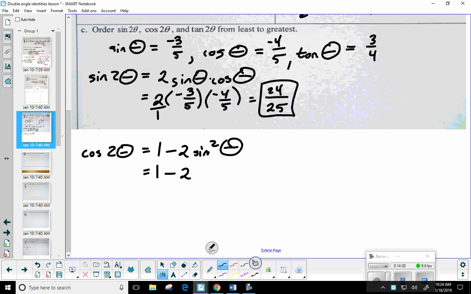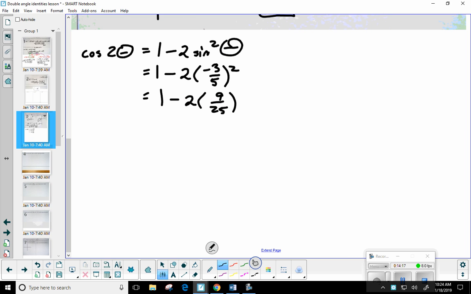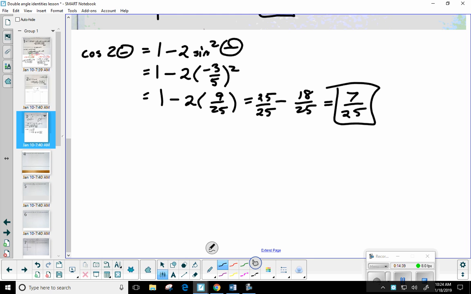So 1 minus 2, we know sine is -3/5, squared. Let's start the process. -3/5 squared, so this is 1 minus 2 times 9/25. Now, if I double that, I'm going to get 1 minus what? 18/25. I need a common denominator, so I'm going to replace the 1 with 25/25. And 25 minus 18 will give me 7/25.